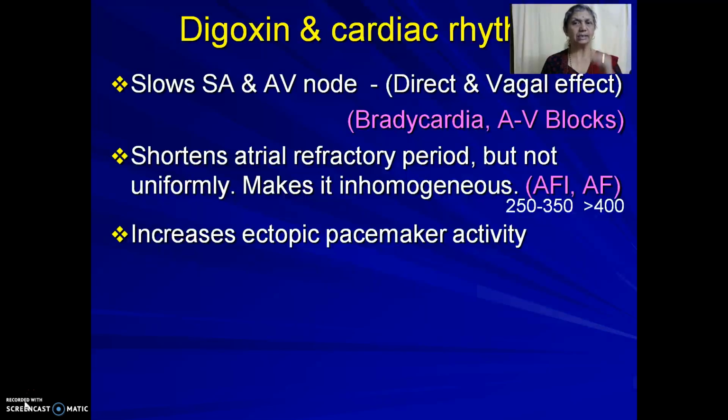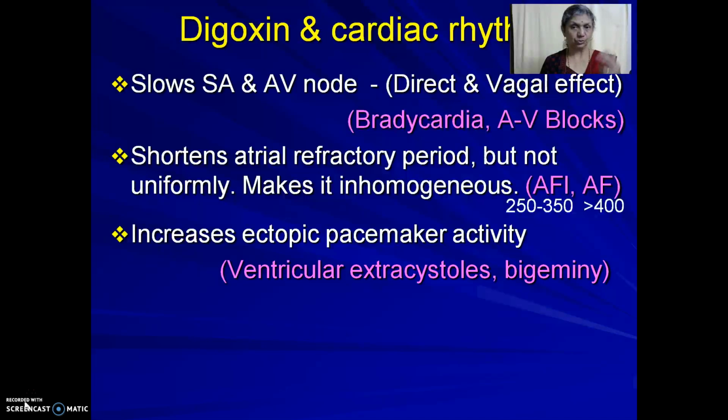We discussed that digoxin increases the force of contraction by increasing the availability of calcium inside the myocytes. Calcium is positively charged, and increased amounts of calcium inside the myocytes take the resting membrane potential closer to the threshold. And because this gap between resting and threshold is reduced, it leads to development of ectopic pacemaker activity, which can result in ventricular extrasystoles or bigeminy. Thus, digoxin can have useful actions on the heart as well as cause many types of arrhythmias.